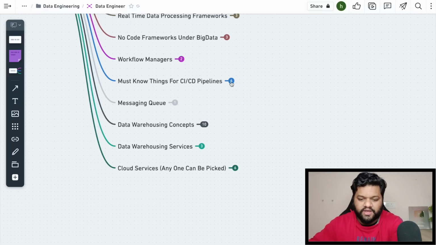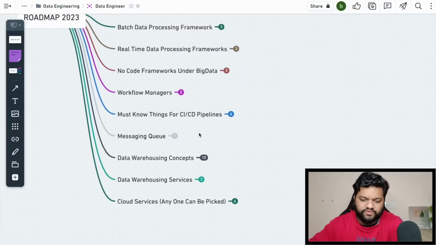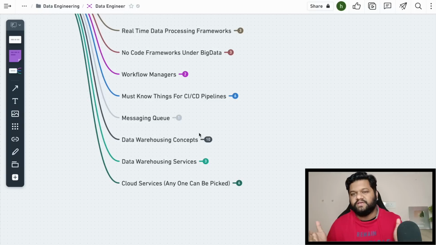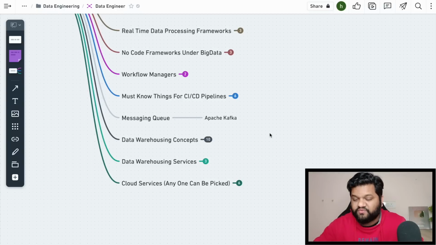Now the messaging queue part, which would be needed to build streaming pipelines. And again, from my personal experience, Apache Kafka, I've been using it very extensively. So you should also have a really good understanding of it, deep dive into it and build applications around it.